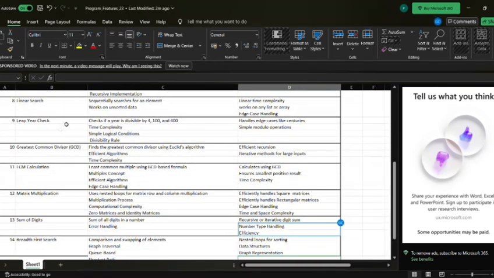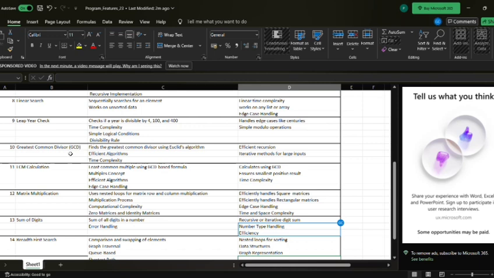9. Leap year check: divisible by 4, not divisible by 100 unless divisible by 400. This is the rule to determine if a year is a leap year. 10. Greatest common divisor, GCD, Euclid's algorithm: a classic and efficient algorithm for finding the GCD of two numbers.